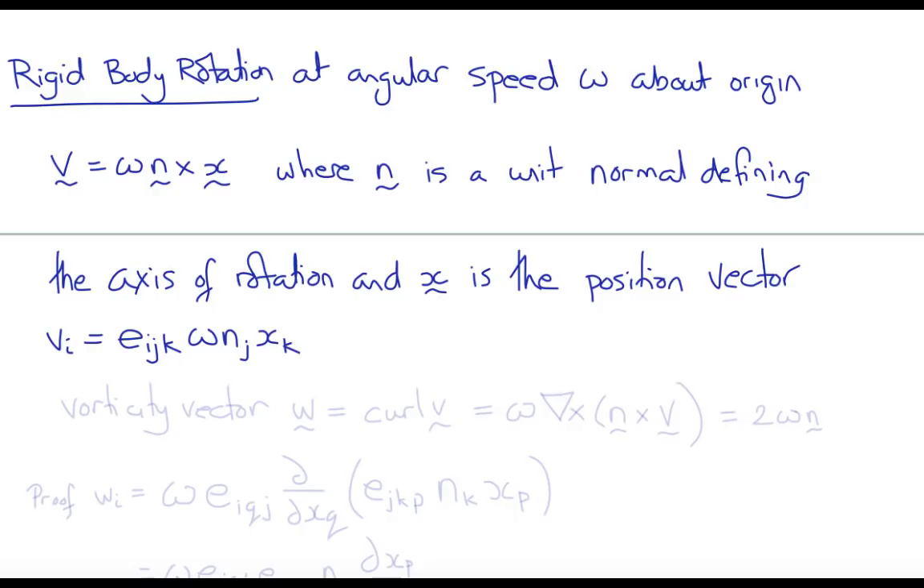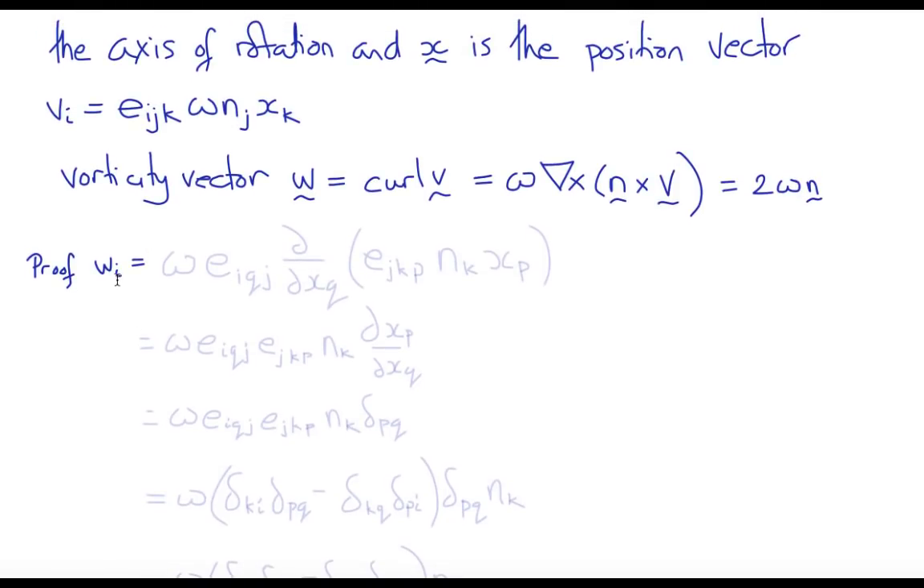Now recall the vorticity vector. W is equal to the curl of the velocity vector, which in this case would be omega times the curl of n cross x. And that, it can be shown, is equal to 2 omega times n. Rather than just have you accept that, let's actually do the proof by writing this in index notation. So Wi would therefore be omega times, using the permutation symbol, eiqj del xq of ejkp nk xp.